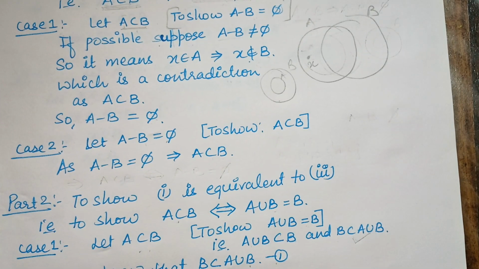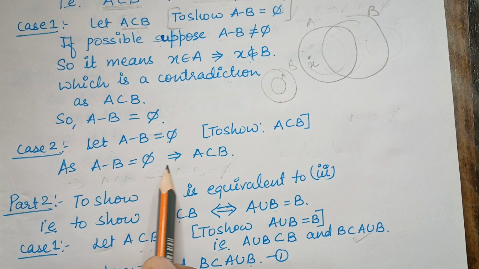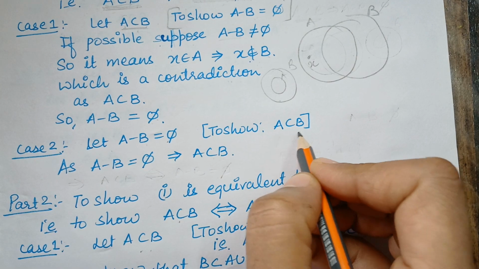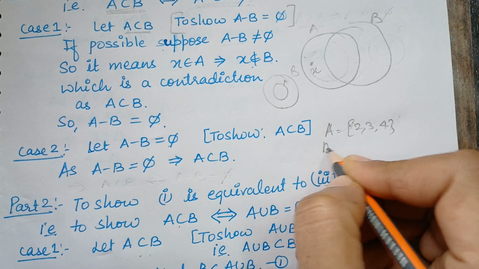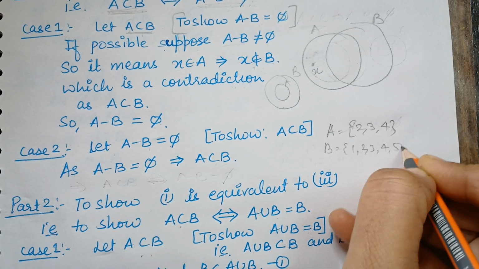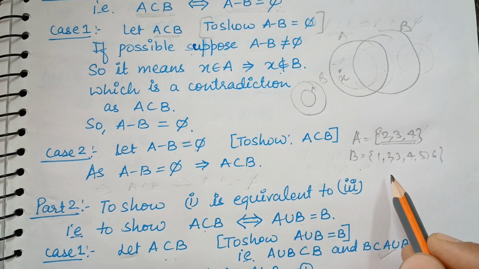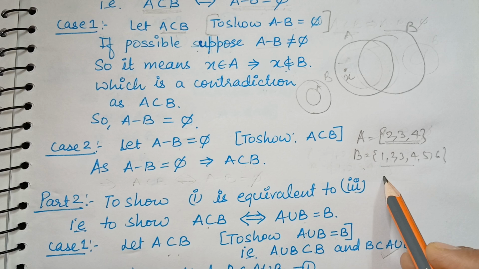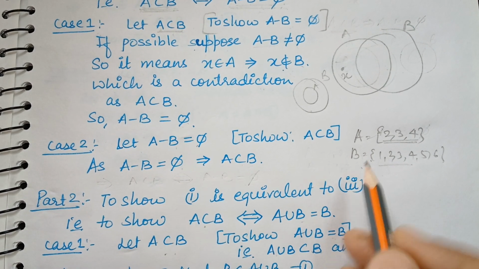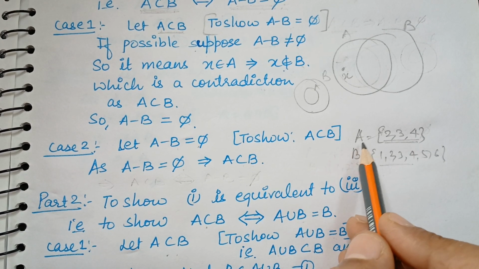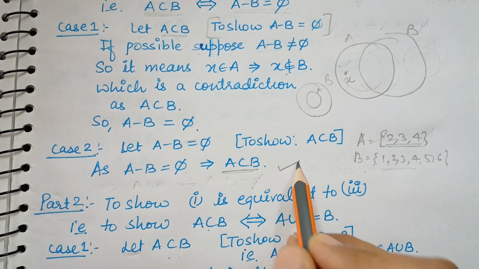Now in case 2, we will start from A minus B is equal to 5 and I have to show that A contained in B. A minus B is equal to 5 means, suppose A is 2, 3, 4 and B is 1, 2, 3, 4, 5, 6. Now A minus B is 5. It means all the elements of A are there in B. Only then A minus B is equal to 5. What you can observe from here, if A is completely contained in B, then only their difference is 5. So it means A contained in B.